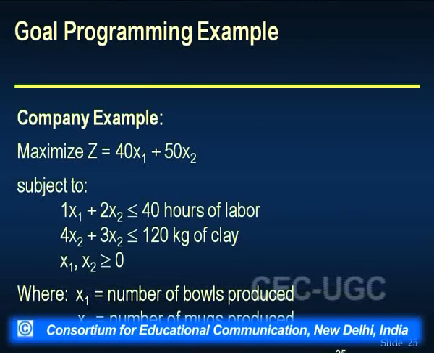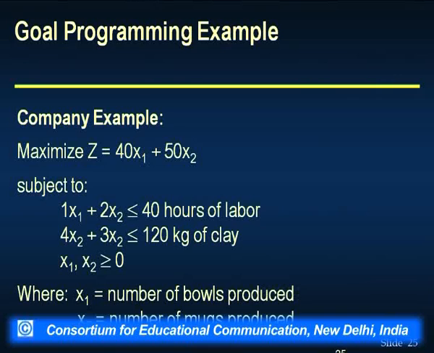As I explained in the beginning, we are given a number of goals, and some of the goals we are able to achieve, and some of the goals we are not able to achieve fully. But we have to achieve these goals as per the priorities. In this particular example, we have seen that only the first priority and the second priority are fully met, but the third priority is not met. And this is the game of the goal programming problem.